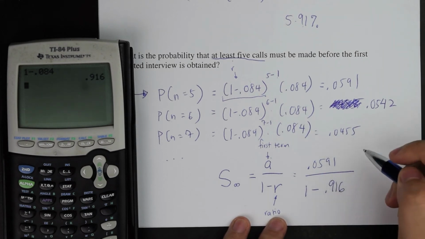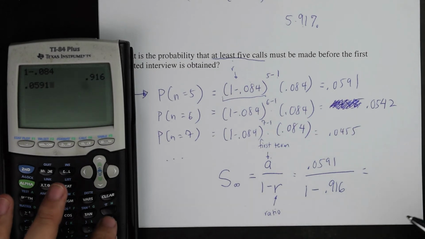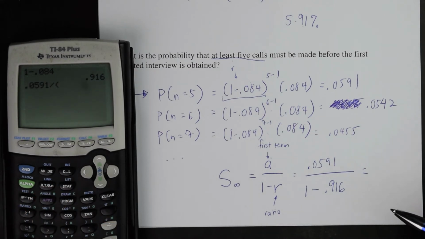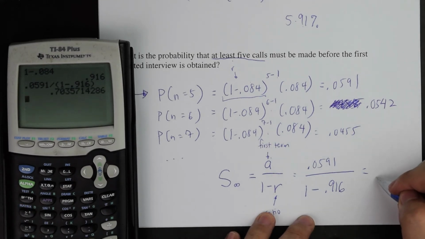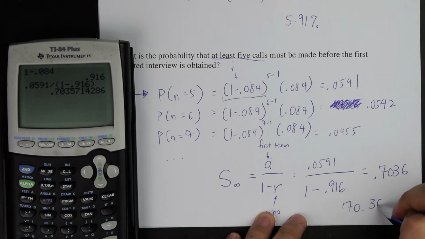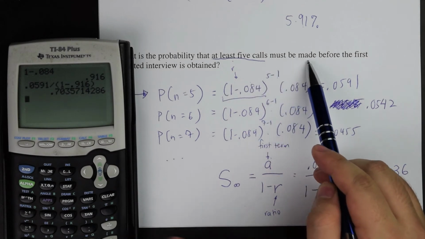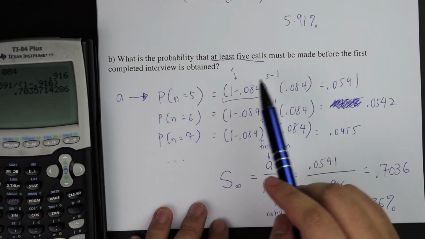And so what happens is that when I do 0.0591 divided by (1 minus 0.916), and note I put parentheses on the bottom so that the PEMDAS rules do not mess up my results, it will be 0.7036, or aka 70.36% chance that at least 5 calls must be made before the first completed interview is obtained.